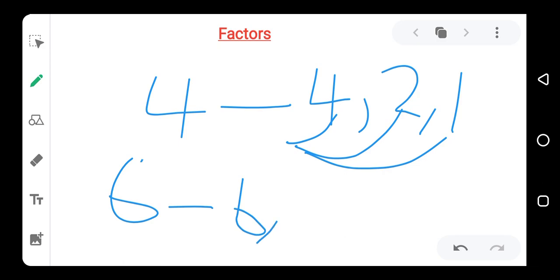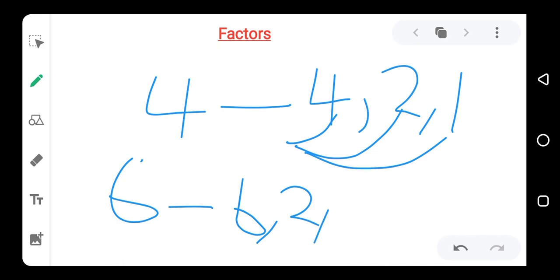Then, what other thing can divide 6? 5. Can it divide it? No. If you use 5 and divide 6, you get point something, 1 point something. So 5 is not a factor of it. Then 4. Can 4 divide it? No, it cannot divide it. You still get point something. Then 3. 6 divided by 3, you get 2. So 2 is a factor of 6.